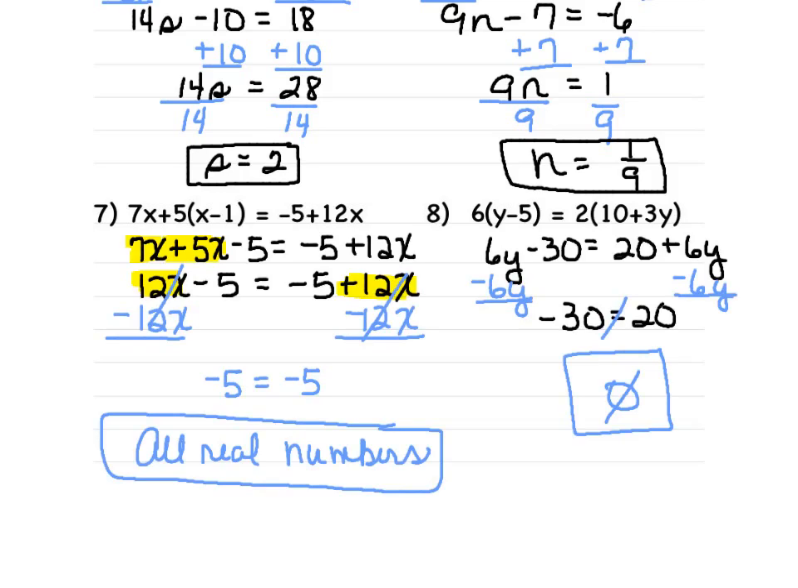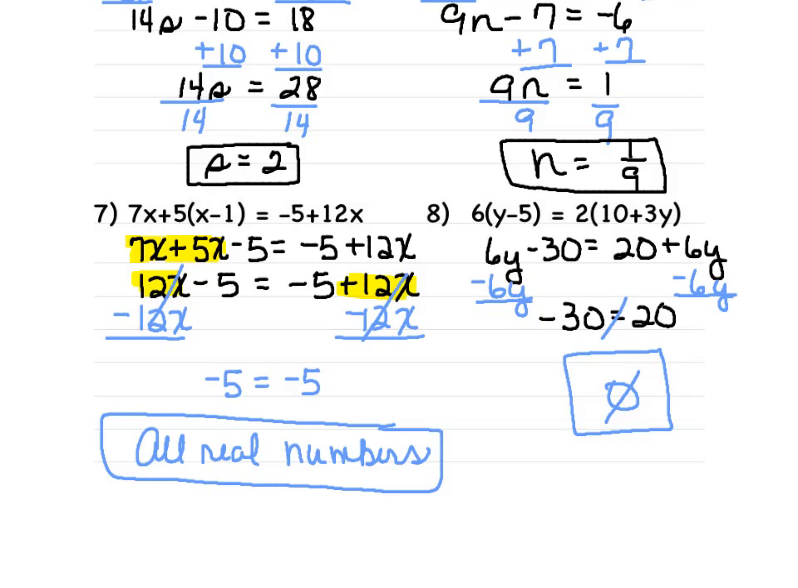When we remove the 12x from both sides, notice that the variable disappears. And when we bring down the resulting equation, we're left with negative 5 equals negative 5. And that is true. Negative 5 equals negative 5 is called an identity. Therefore, the solution to this equation is all real numbers. No matter what value you replace the x with, this equation will be true.